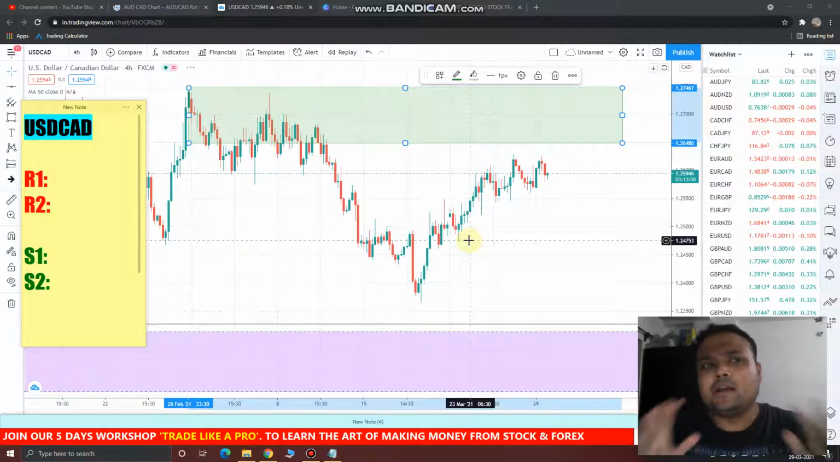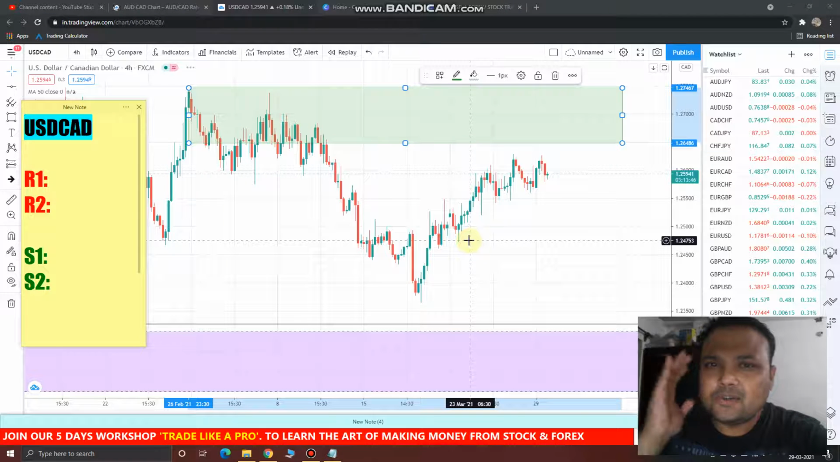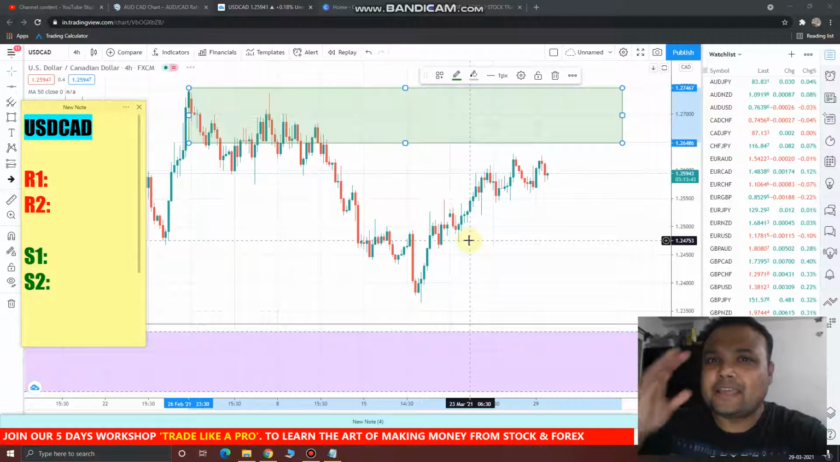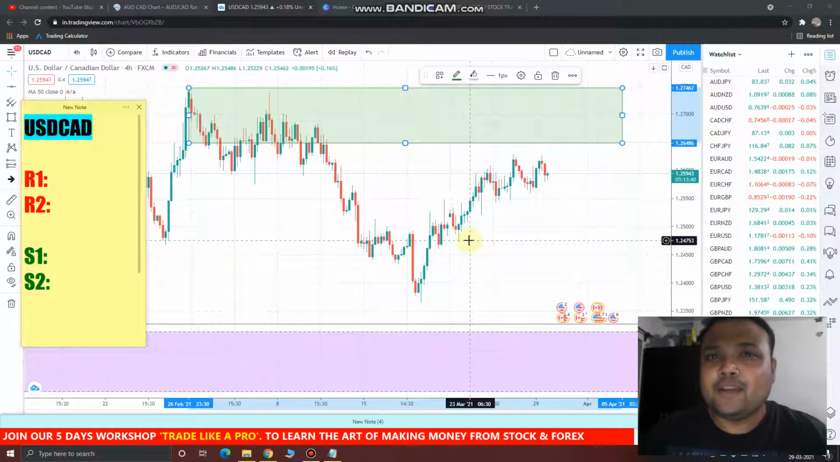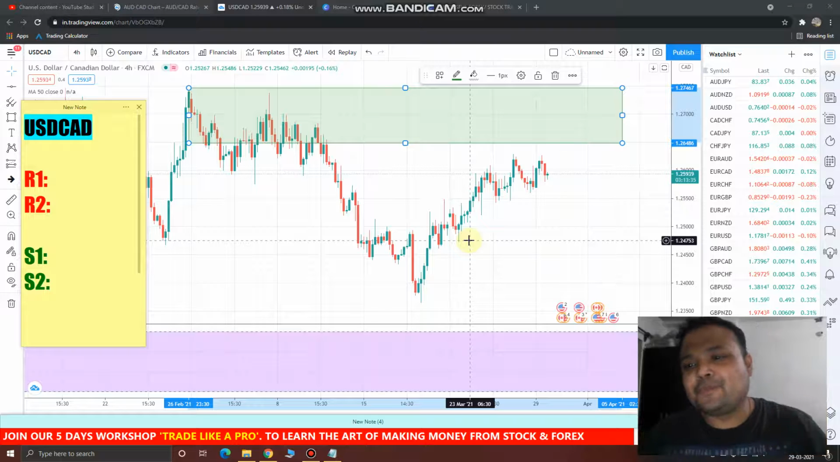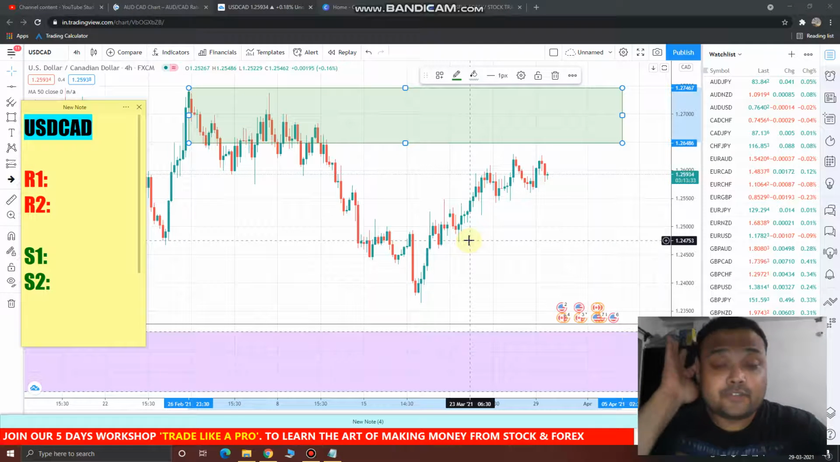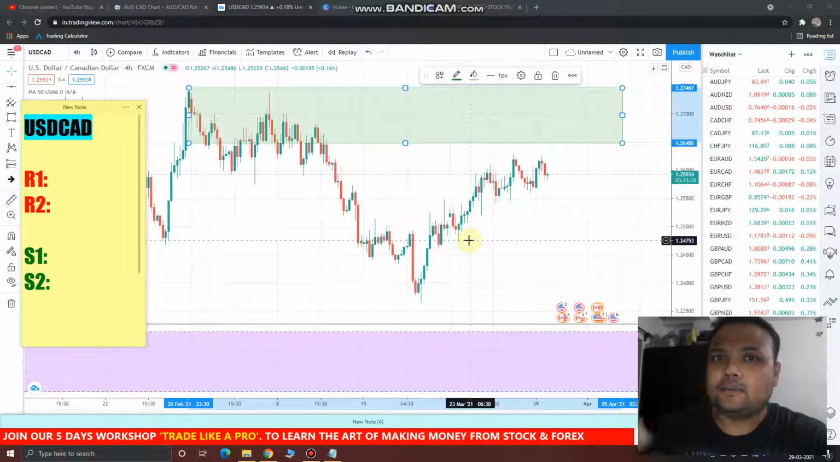Therefore, avoid US dollar, Canadian dollar for at least 1 or 2 days, because this is your hard-earned money. You should not risk your hard-earned money in a chart like this. Why should you risk your capital? There are plenty of currency pairs available with plenty of trading opportunities. That's why I will tell you to avoid US dollar, Canadian dollar for 1 or 2 days.